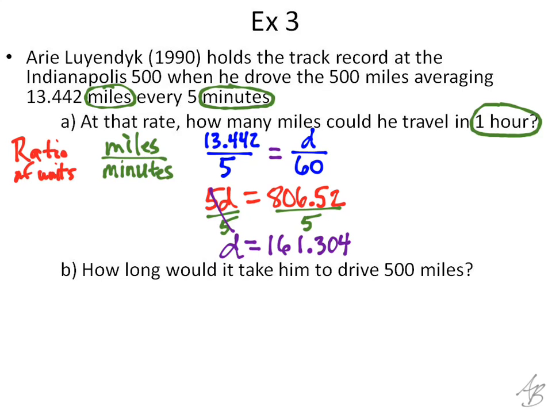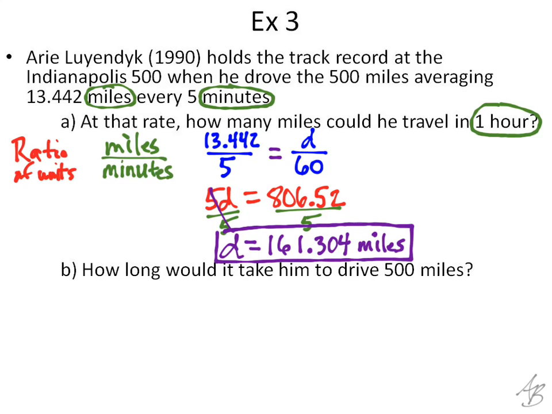Okay, did it say to round here? No, it didn't say round. It stops after the 0.304, so let's just leave that on there. We might as well. So we get 161.304. What are our units for that? Miles, right? It just says how many miles could he travel, so that's our answer, 161.304 miles.